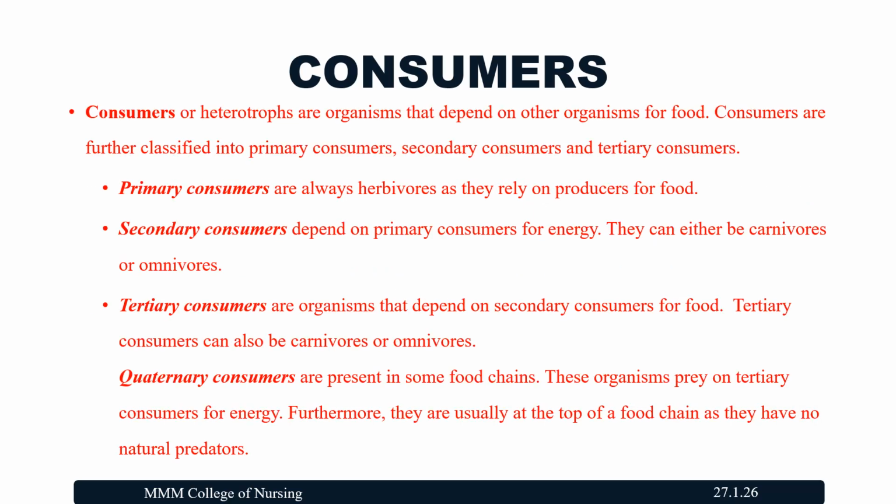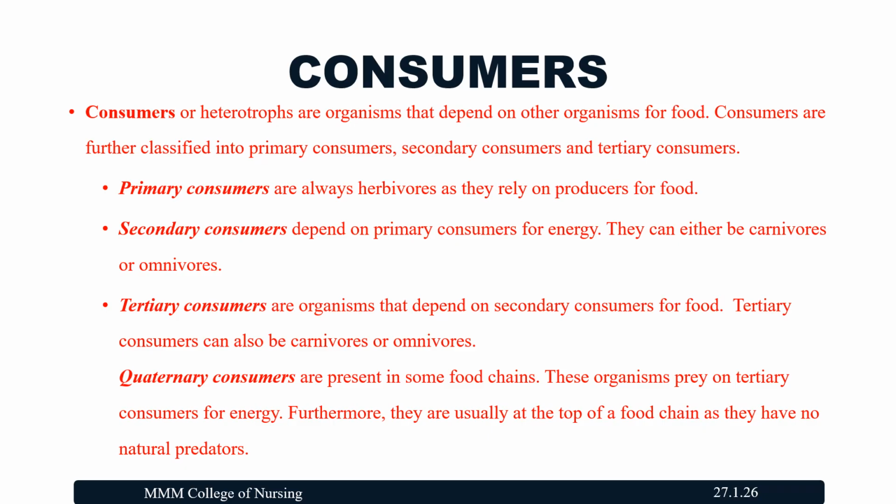Next, consumers. Consumers or heterotrophs are organisms that depend on other organisms for food. Consumers, again classified into primary consumer, secondary consumer and tertiary consumer. Primary consumers are always herbivorous as they rely on producer for the food. Secondary consumers depend on primary consumer for energy. They can either be carnivorous or omnivorous.